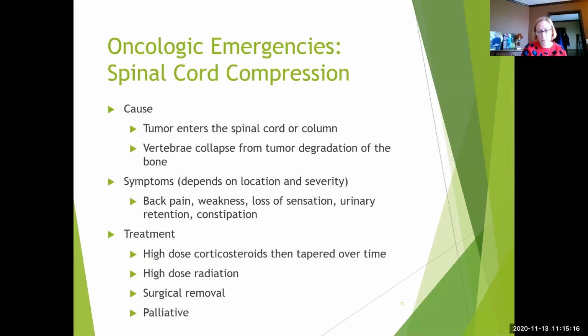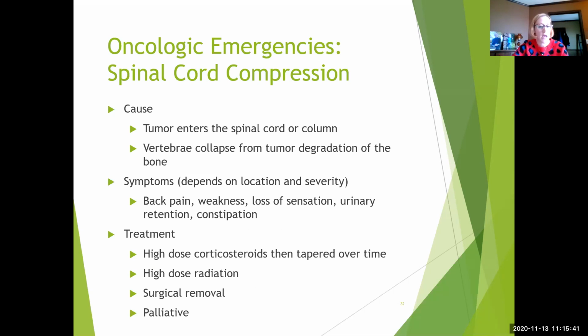And then spinal cord compression, pretty self-explanatory. It's when a tumor or something enters the spinal cord and compresses it. Symptoms, of course, are going to depend on the location of the spinal cord involvement. Obviously, the higher up it is, you could start to have more respiratory depression, lower could cause different things, but back pain, weakness, loss of sensation, urinary retention, constipation.